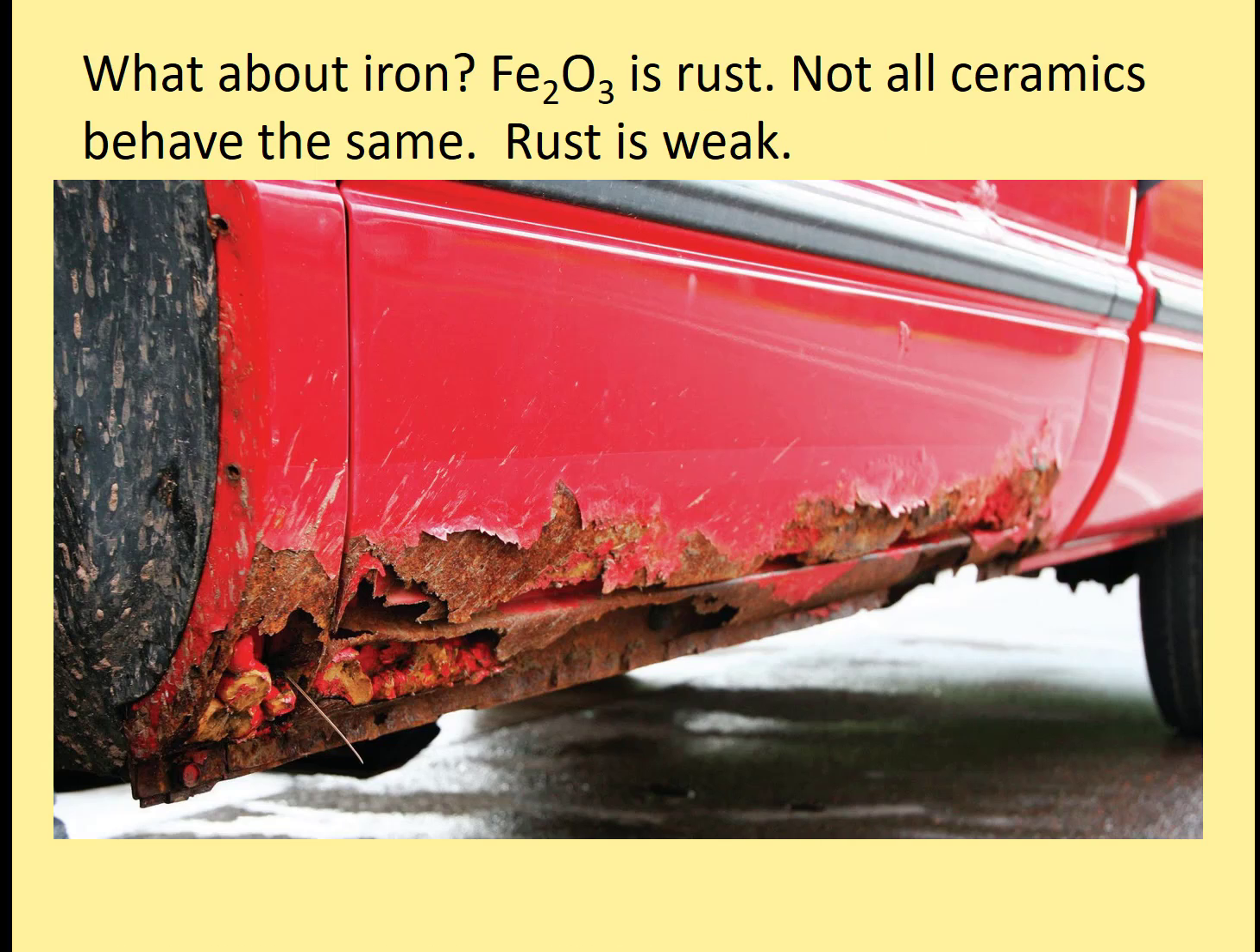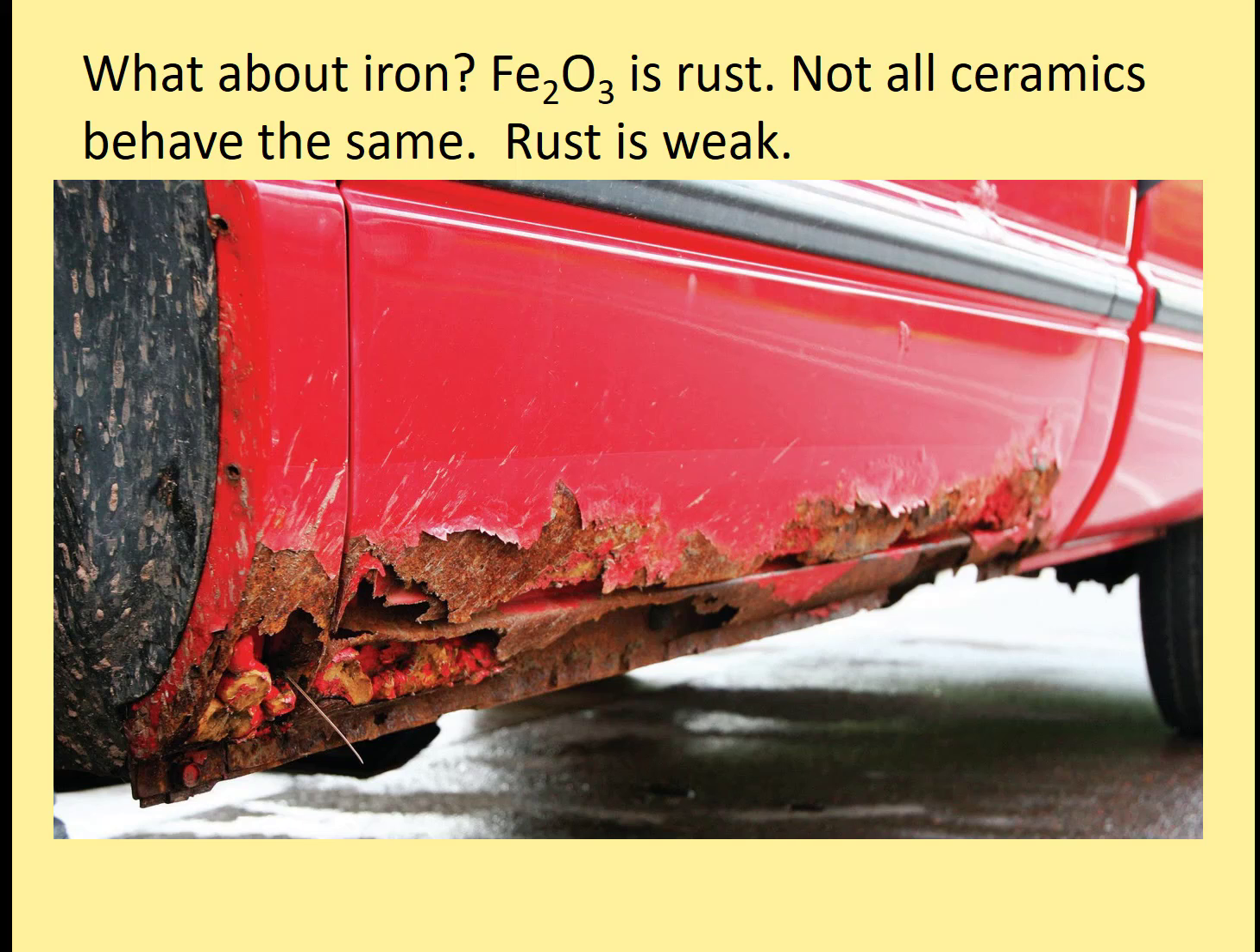Well, what about iron? So iron oxide is rust. And if you look at rust, it's really, really powdery. And so not all ceramics are the same. It's still an ionic compound, but its properties are very, very weak. And so when this happens to our metal, like this car door, we see that it just chips away at the metal. And so this is very, very destructive.